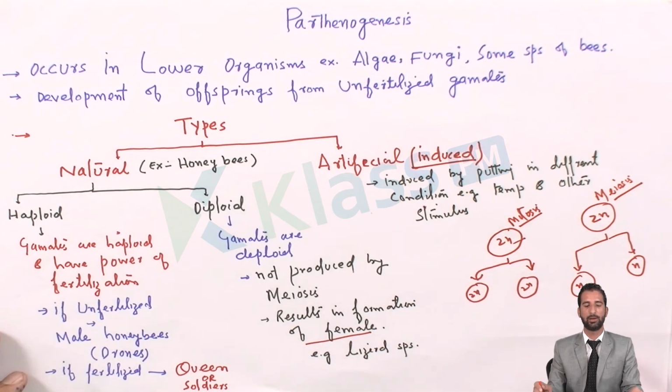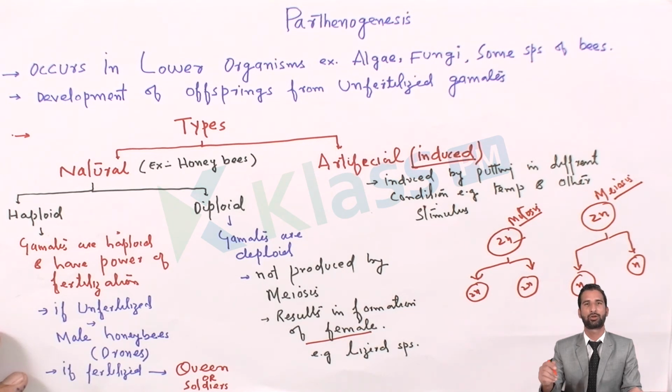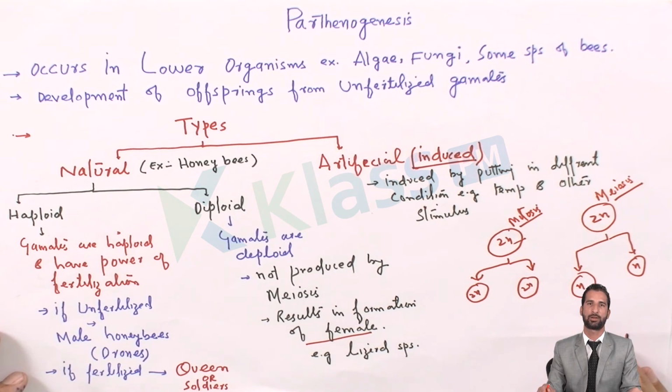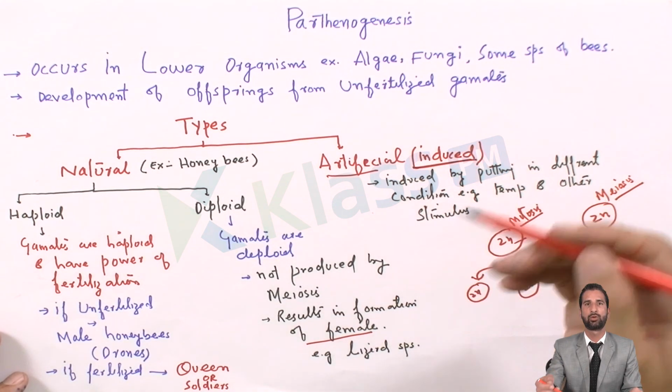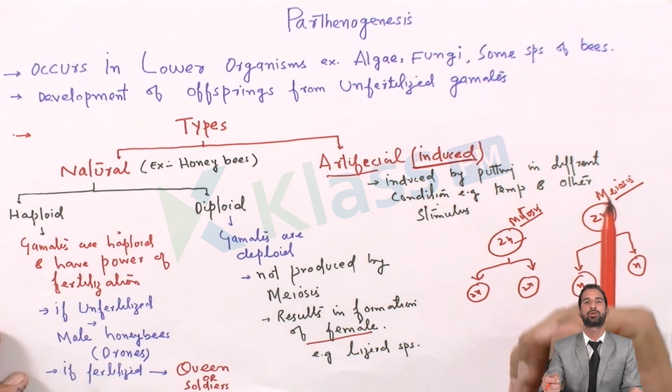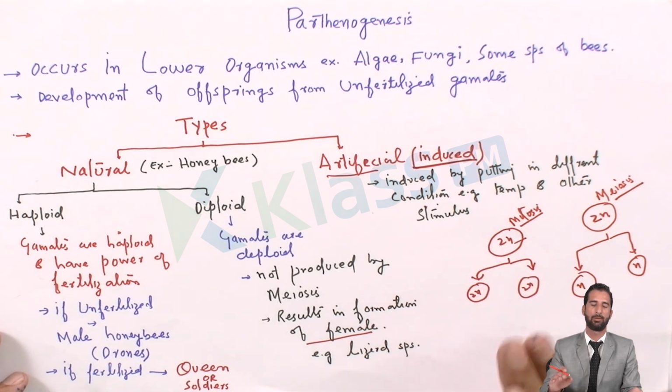Now come to artificial parthenogenesis. Artificial or induced parthenogenesis is induced in laboratory conditions, artificially, by using some chemicals or by creating conditions such as temperature or other stimuli to induce parthenogenesis. These are done in laboratory conditions or by other artificial means, according to which chemicals have the potential to induce artificial parthenogenesis.